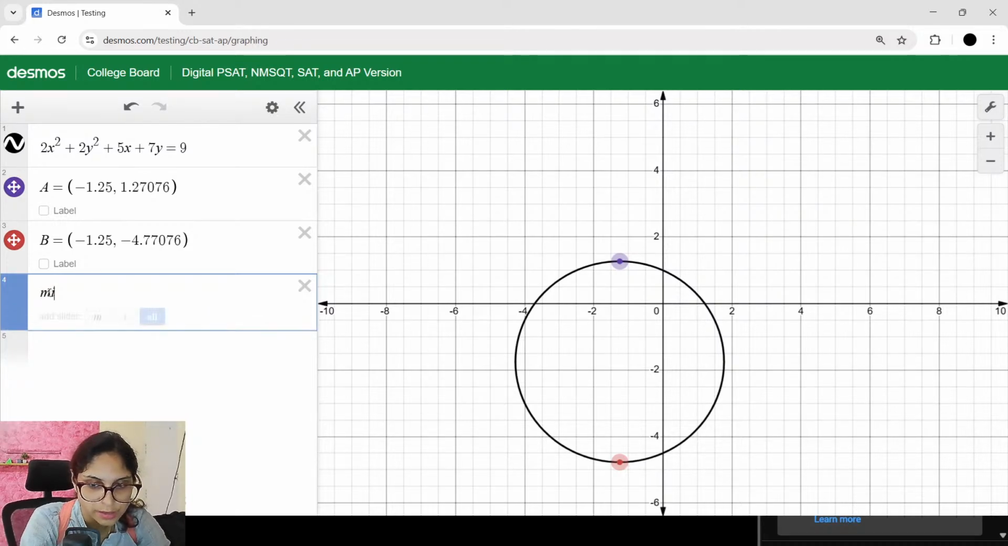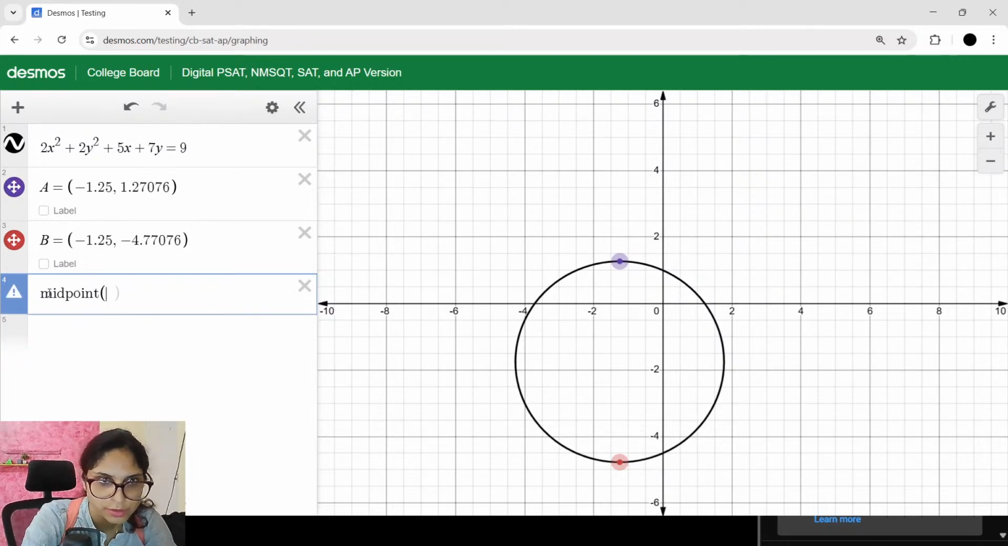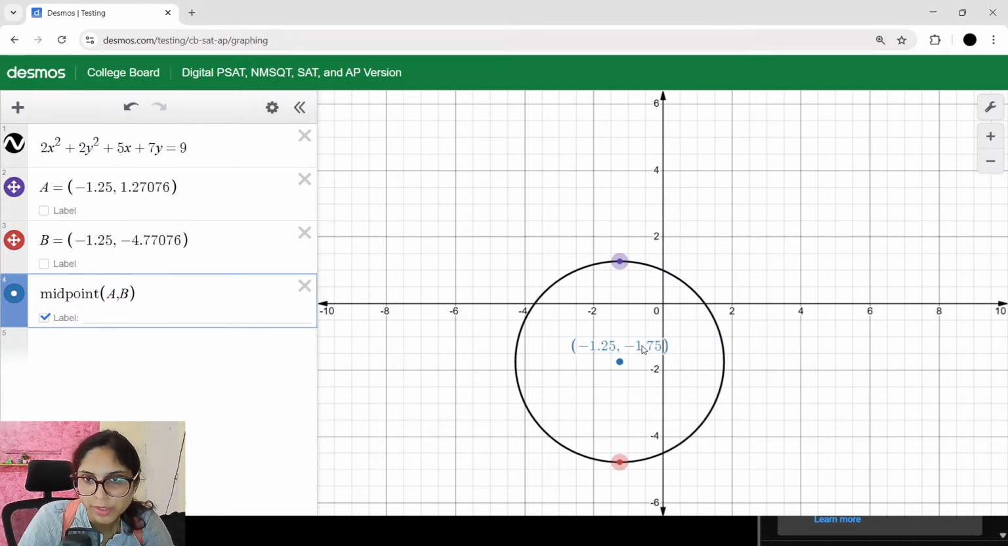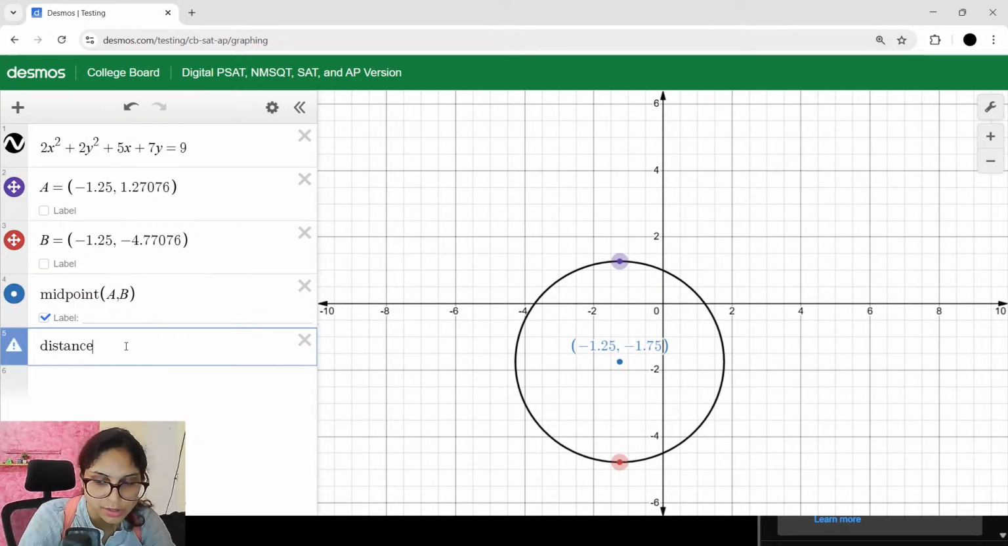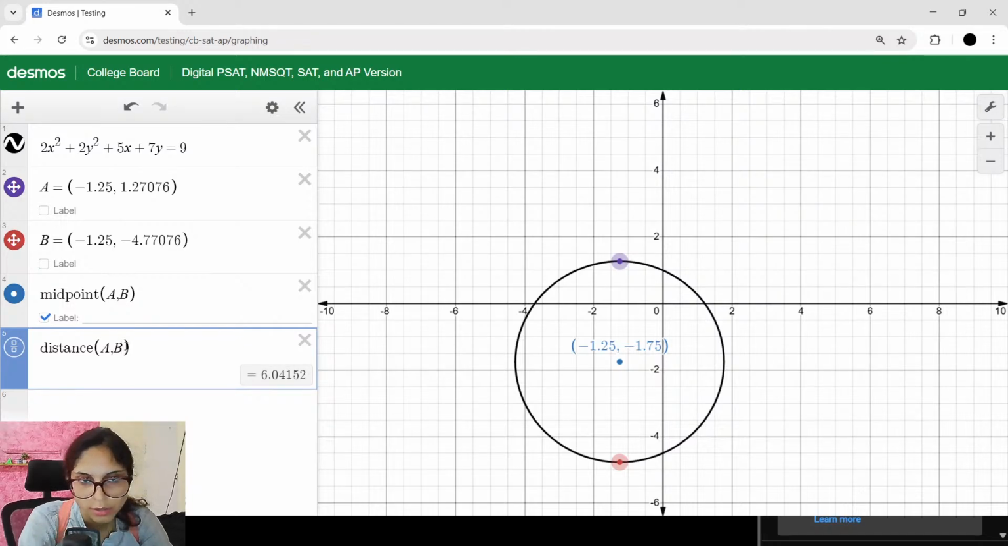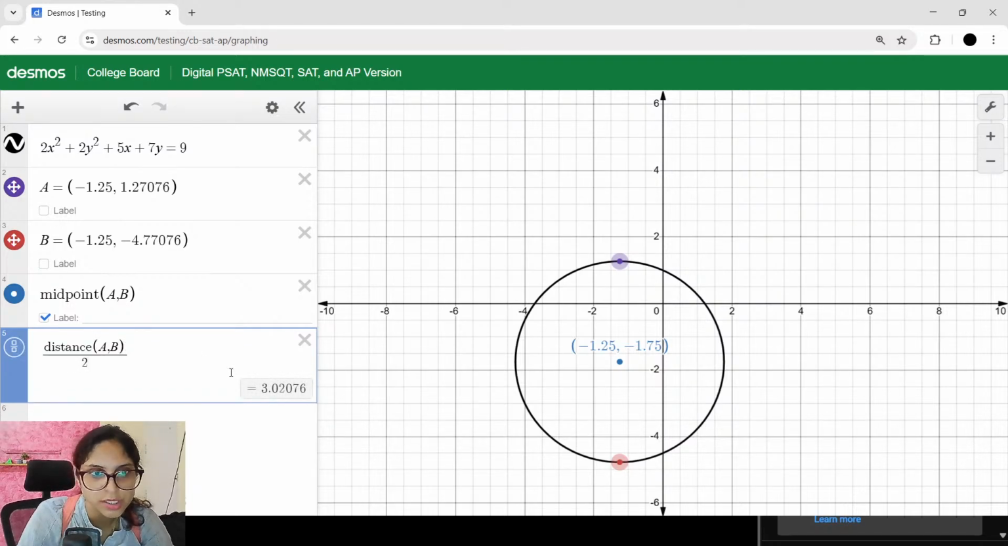And now if you want to find the center, you can just do it like this. And label so you can see the points. Negative 1.25 comma negative 1.75 is your midpoint. And if you want to find the radius, find the diameter by writing this and then divide by 2. This is your radius.